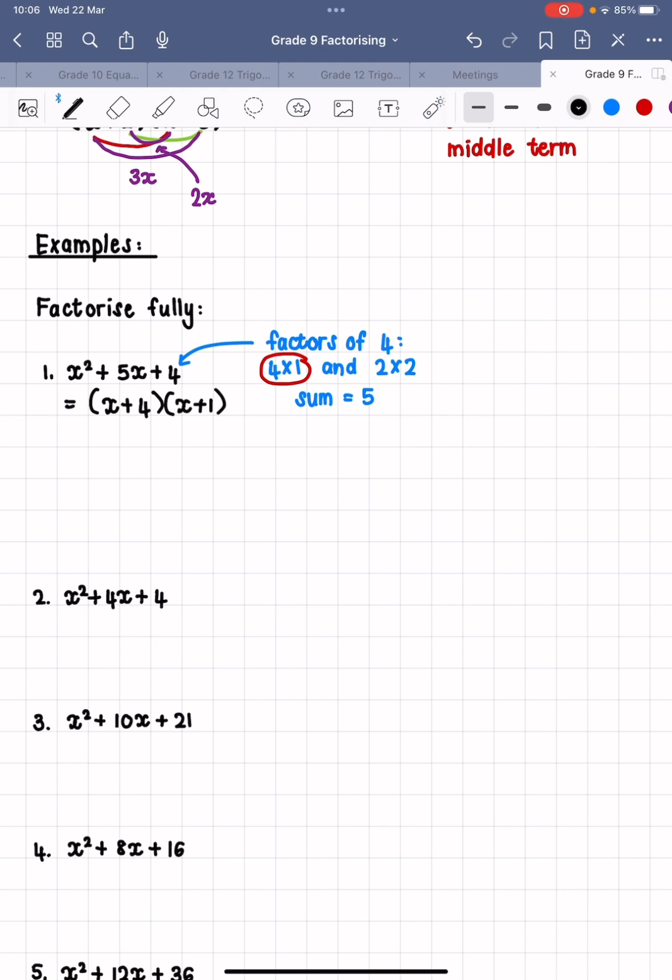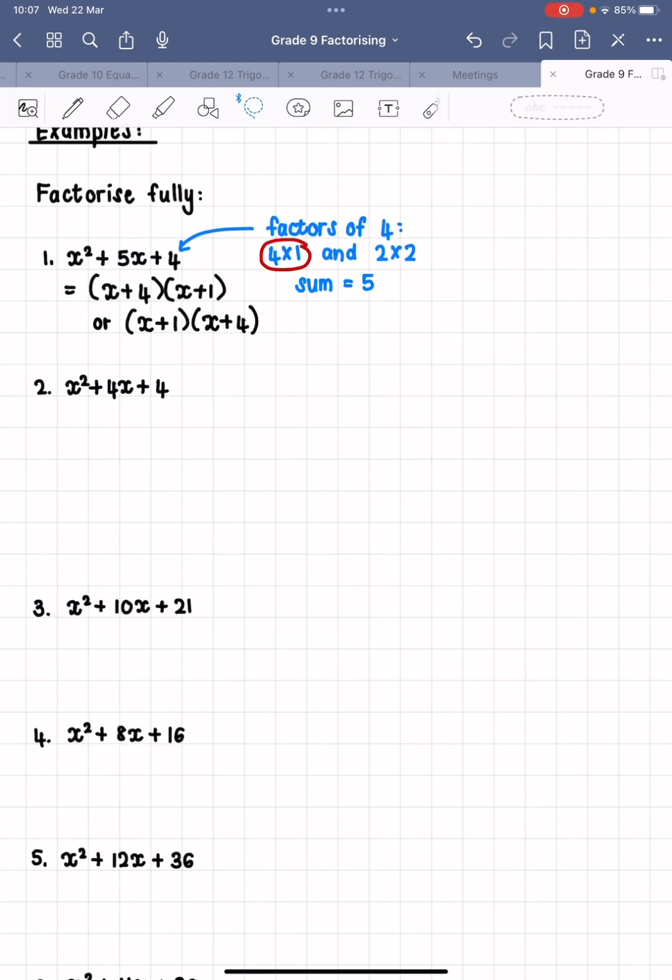Or if you want to, you can write x plus 1, x plus 4. The order of your brackets doesn't matter. Okay, you can swap those numbers around. It's fine. It means the same thing.